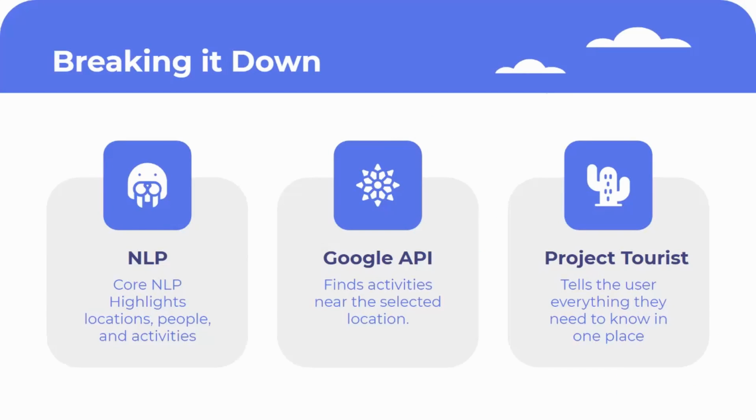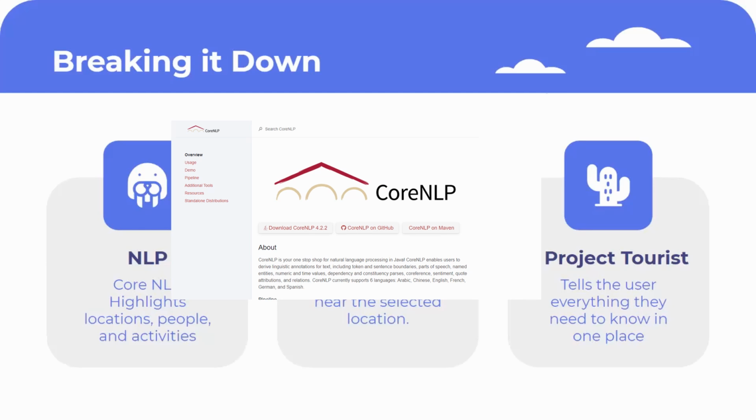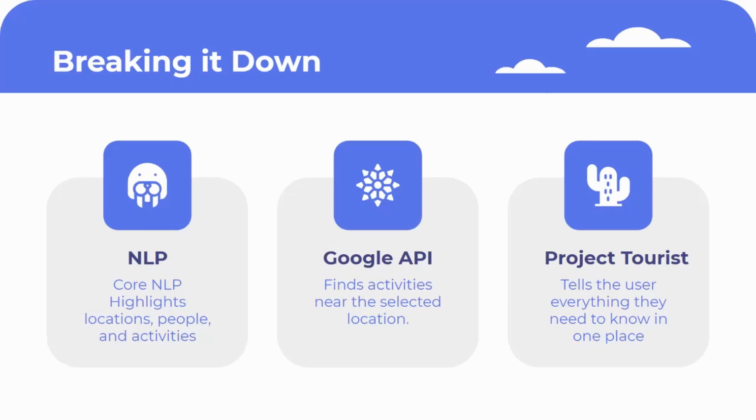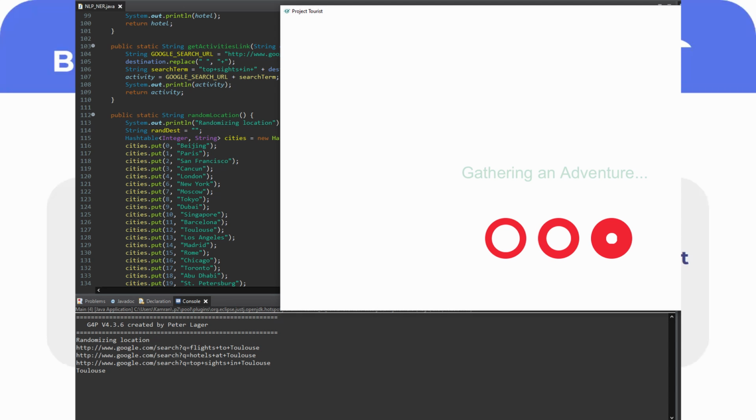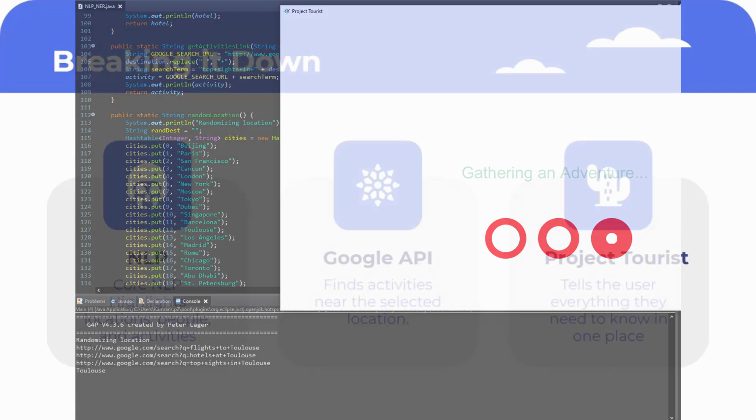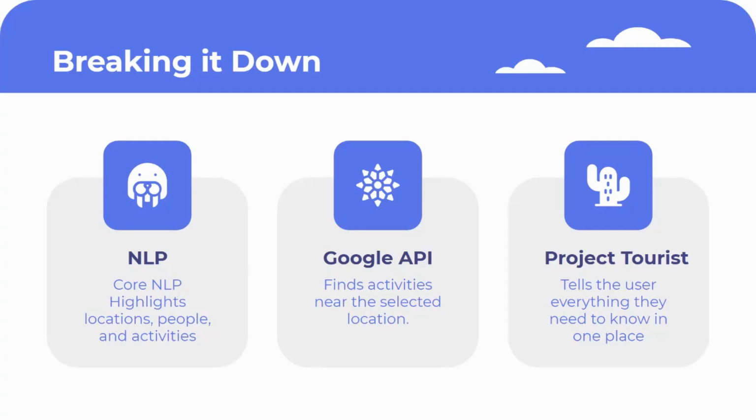So to break our program down for you, we will start by using Stanford's CoreNLP library to highlight any locations, people, and activities mentioned by the user. Then we can separate those and use the Google API to find activities near the selected location. We also use a random location generator to find random locations. Finally, all of that will be put together and presented to the user in Project Tourist, where they'll have everything they need to know about their vacation all in one place.